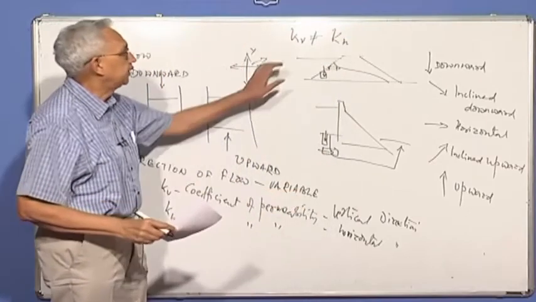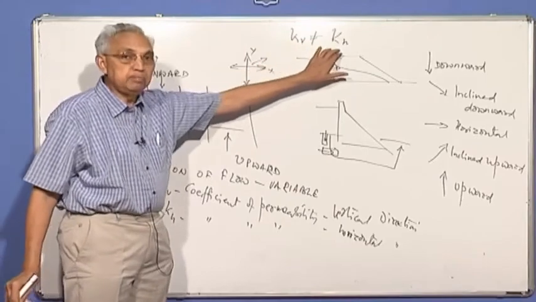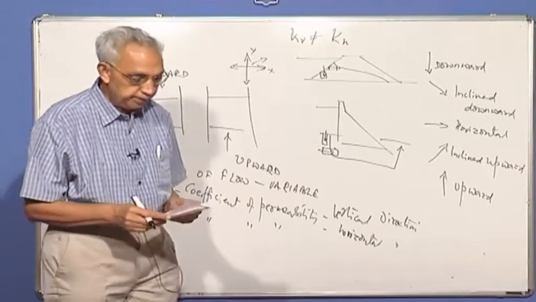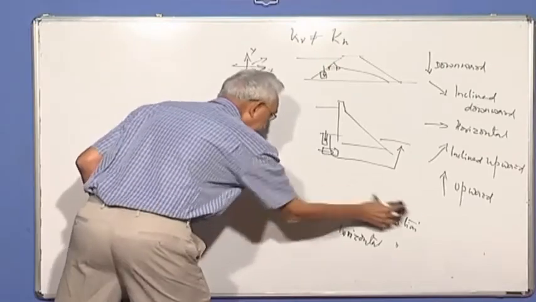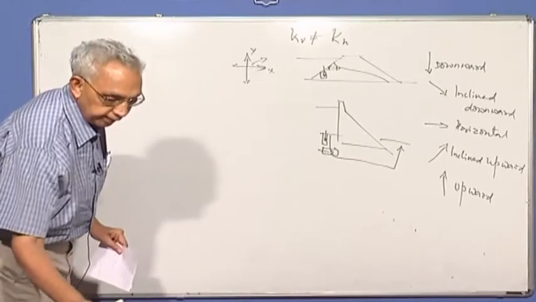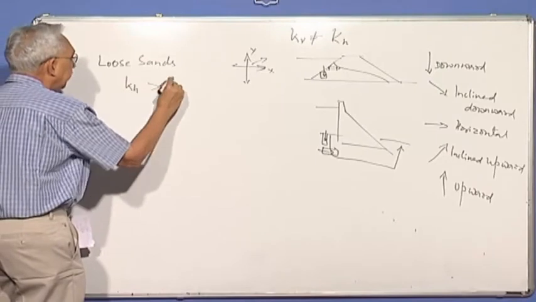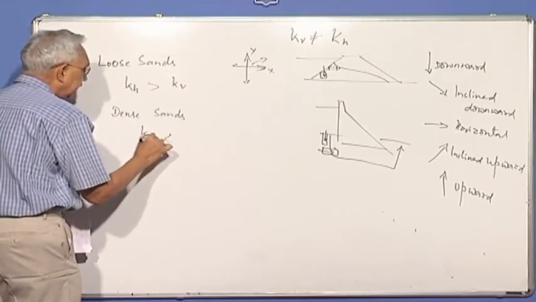What does it mean? It says the coefficient of permeability for flow in the vertical direction need not be the same as the coefficient of permeability in the horizontal direction. So you can actually plot them and then see, if you do the tests in loose sands, we find that Kh is greater than Kv, whereas in dense sands, Kh is less than Kv.